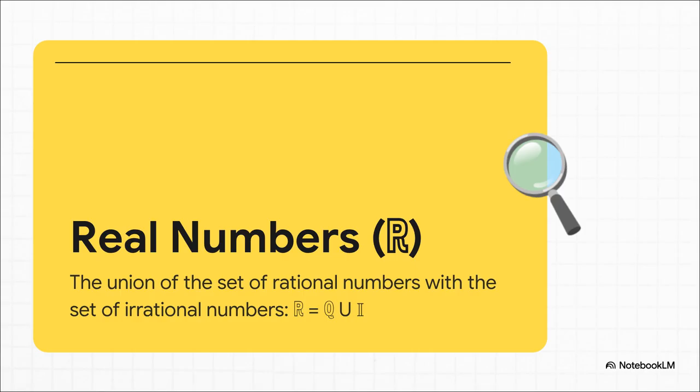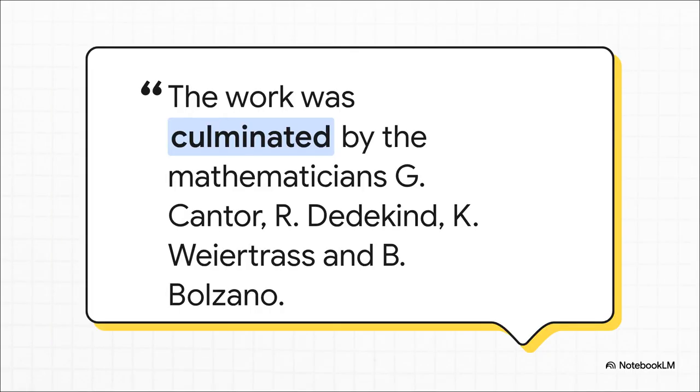Our journey is complete. And of course, this wasn't just some casual thing. It took the genius of some incredible mathematicians back in the 19th century, people like Cantor and Dedekind, to really nail everything down and formalize this beautiful, complete system we now call the real numbers.